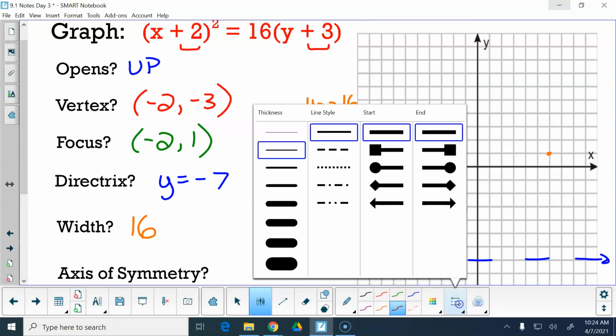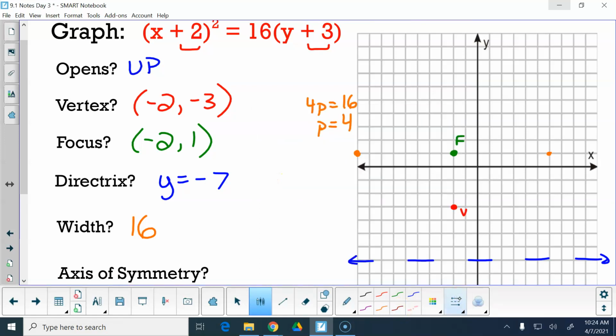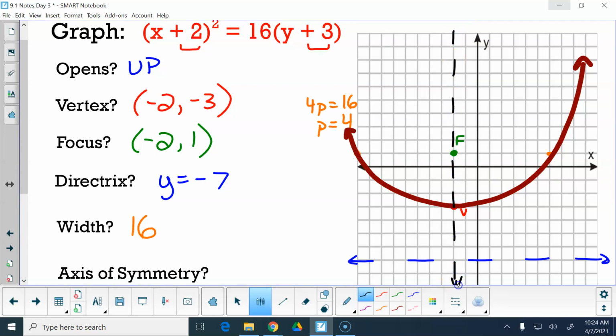That allows me then to draw in my parabola, and that allows me to find my axis of symmetry. Which my axis of symmetry would be the line x equals -2. Agree? Love it. Awesome sauce.